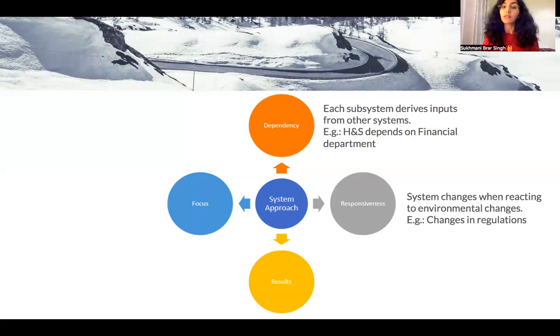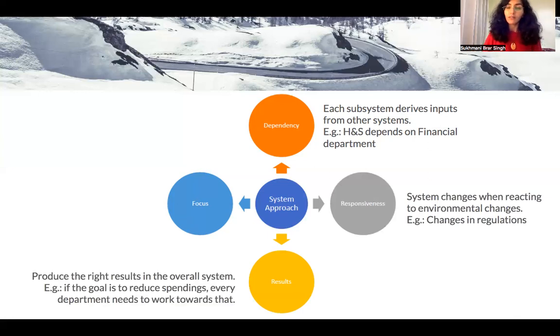Responsiveness is essentially an organization's ability to react to environmental changes. So all subsections need to be able to respond to environmental changes. An example of a change would be changes in regulation. All these different subsystems in an organization need to work together to respond to that change.